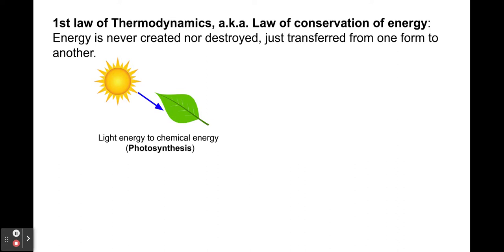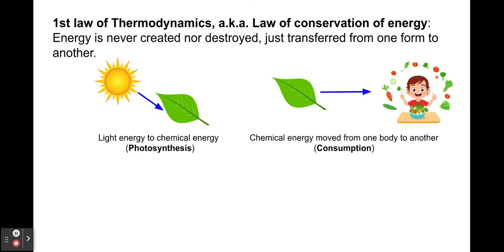When a leaf absorbs light energy from the sun, it transforms that light energy into chemical energy stored within the bonds of a glucose molecule during the process of photosynthesis. When an animal, say you, eats that leaf, chemical energy is just physically moved from one body to another in the process of consumption. And if that glucose molecule is, say, torn apart and used to build a larger molecule inside the animal, it's still chemical energy that's just being transferred from one molecule into a different molecule.